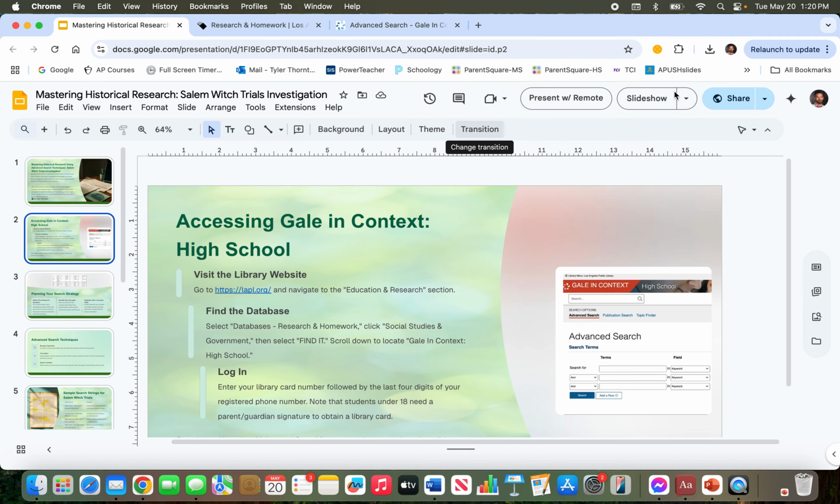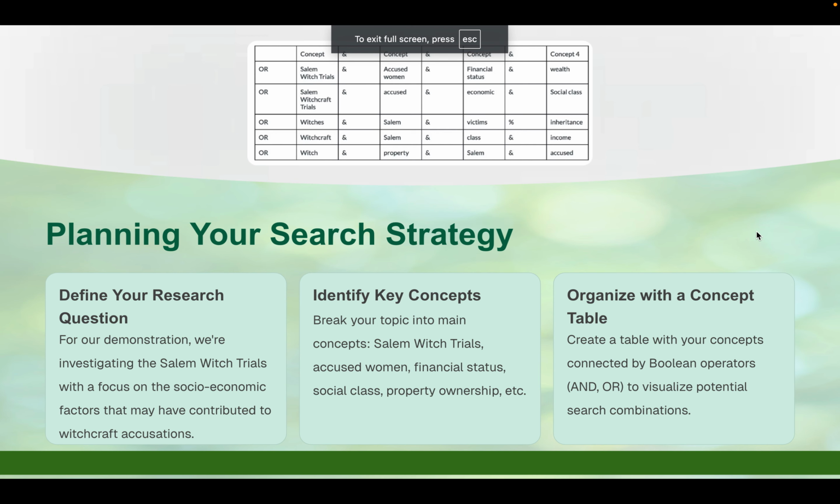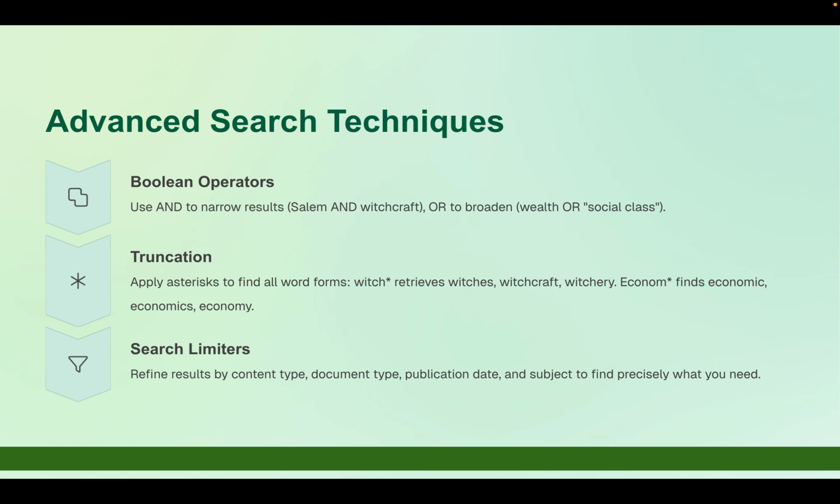The first step in any strong research project is defining your question. Ours is, how did socioeconomic factors influence who was accused during the Salem witch trials? From here, we identify key concepts, which you can see in the planning table and concept table that was created above. To keep everything organized, we use this concept table to break the topic into parts and connect ideas with Boolean operators like and or. This helps visualize how terms interact and prepares us to build more precise searches.